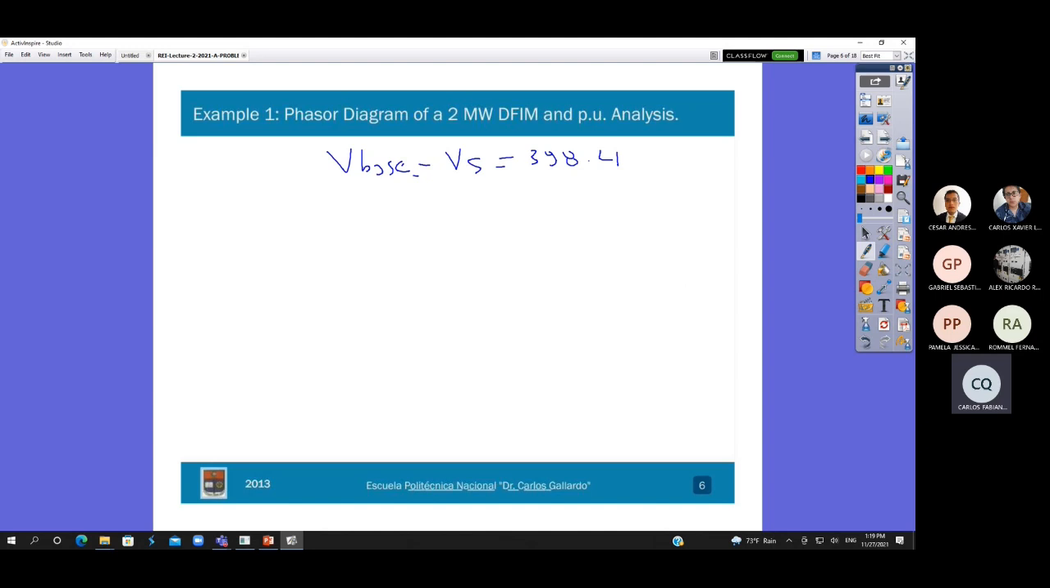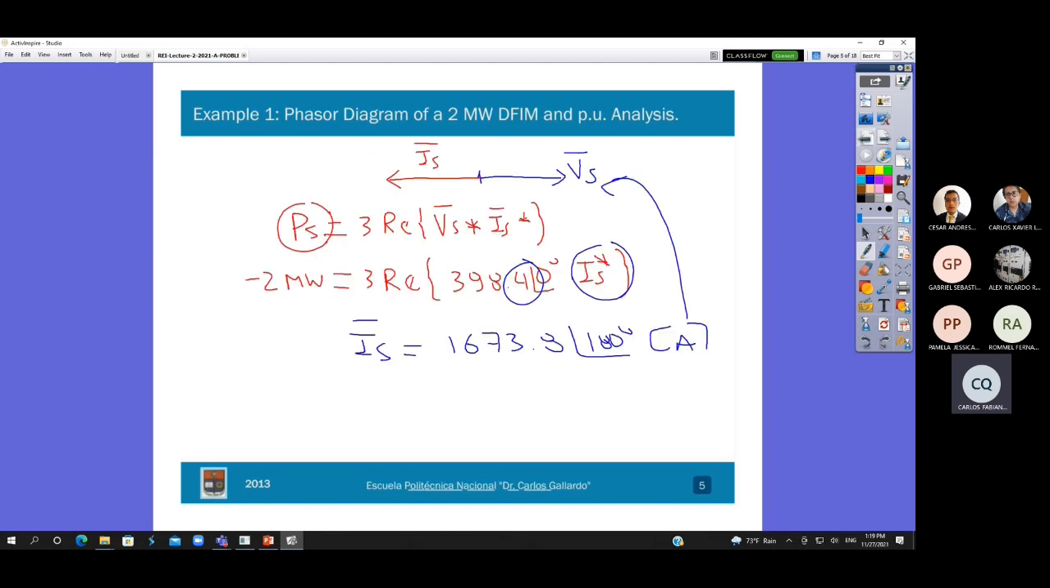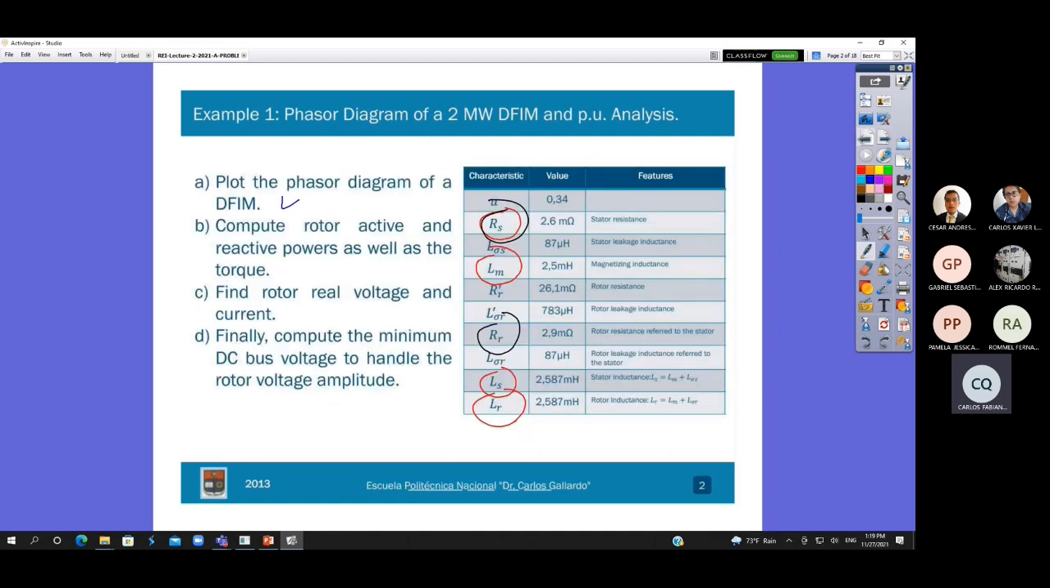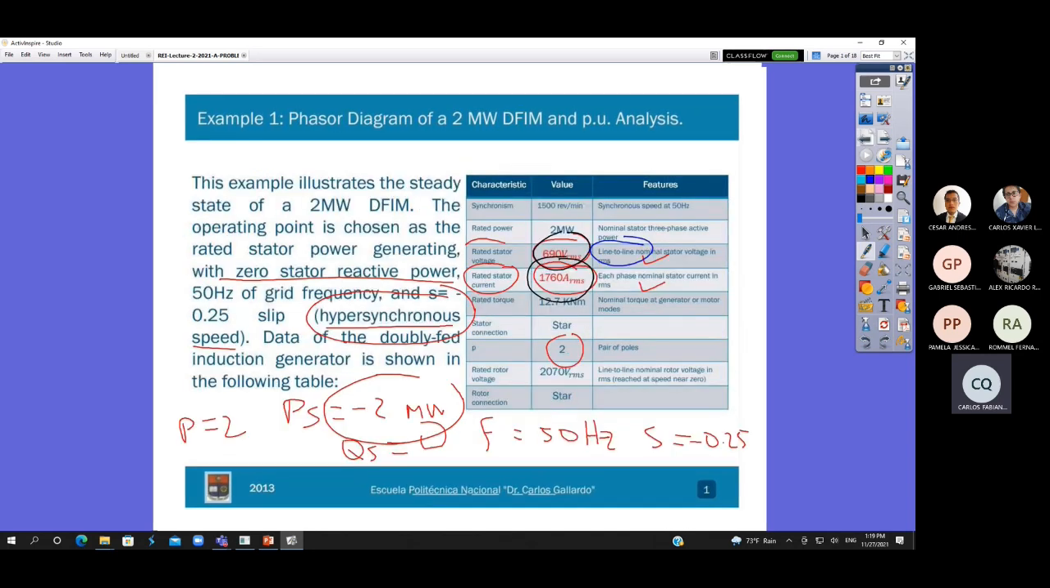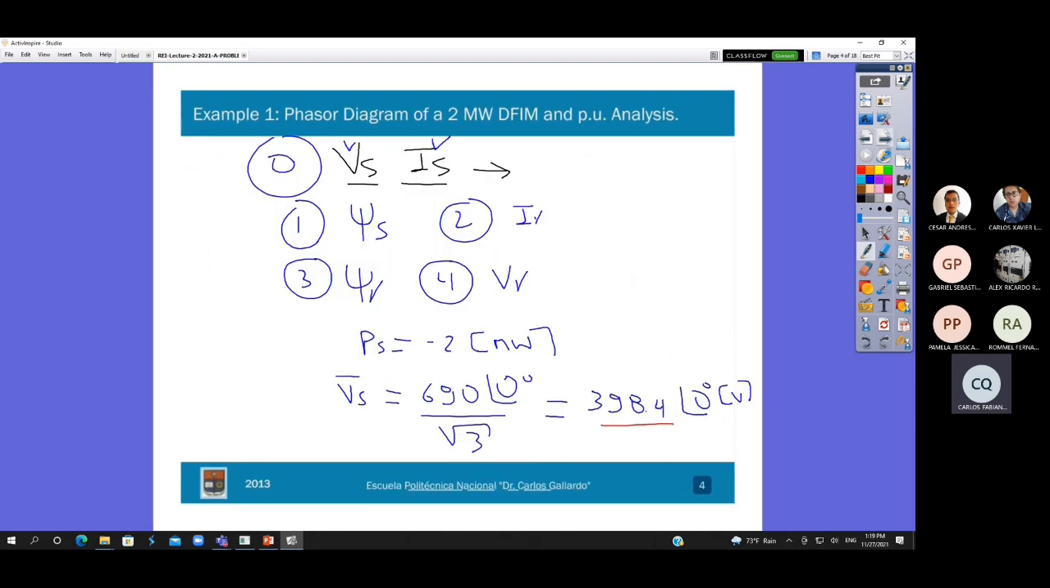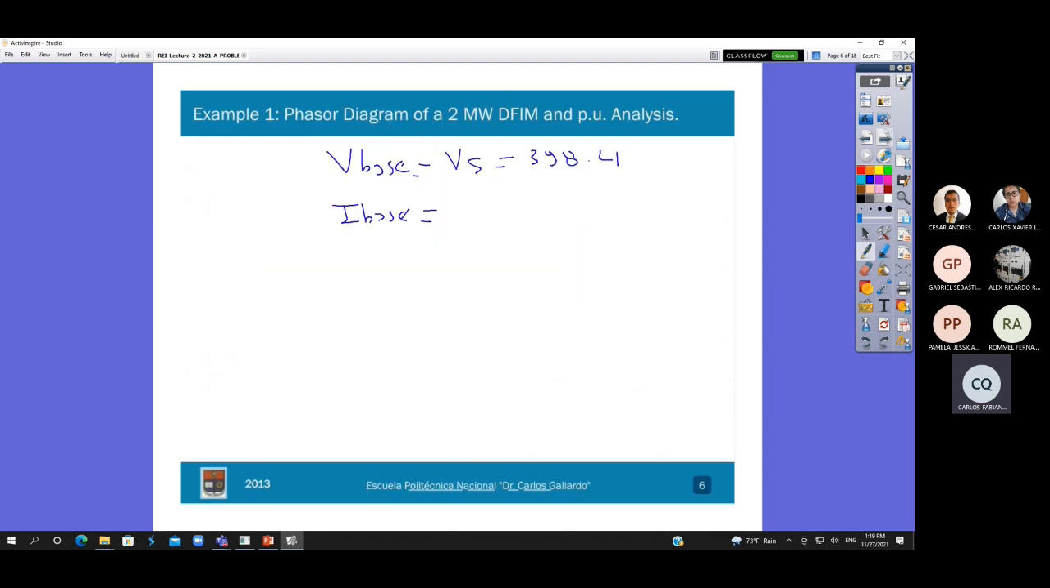This is the base voltage. What is the base current? Once again, let's take the RMS values. This is the current and this is the voltage, but I need the line-to-neutral voltage. So I will take the base current. The base current is equal to the stator current, which is 1760 amps. With these two quantities, I am able to compute the base complex power.